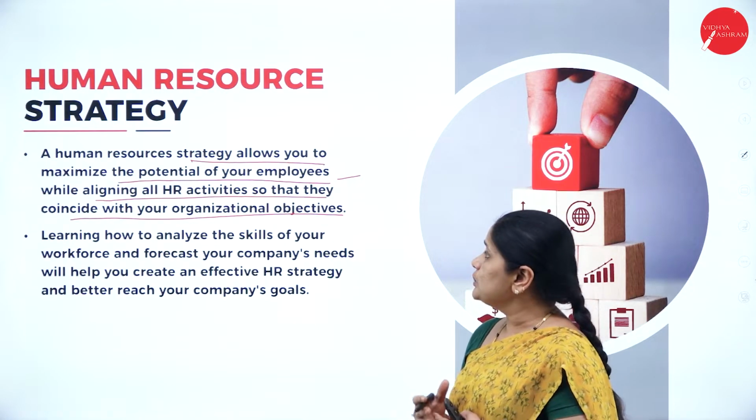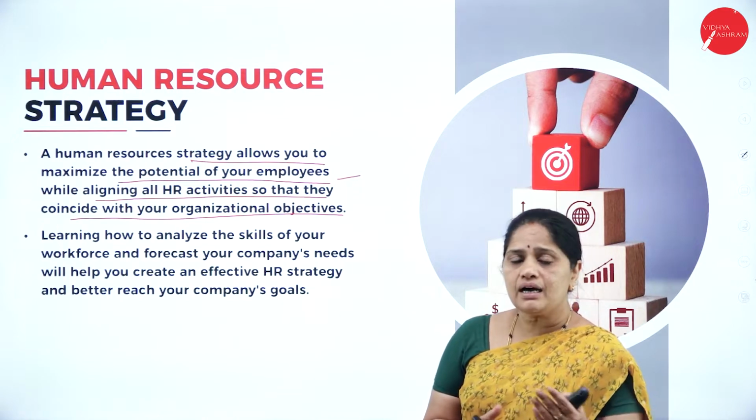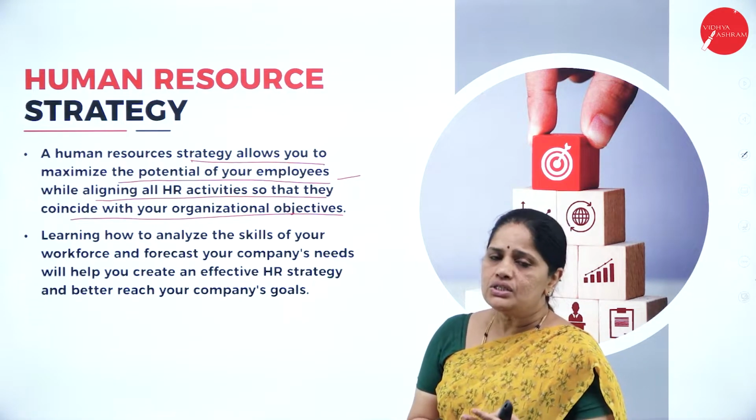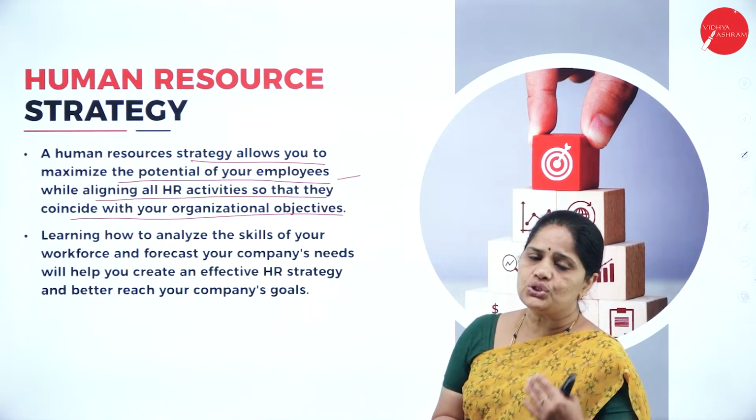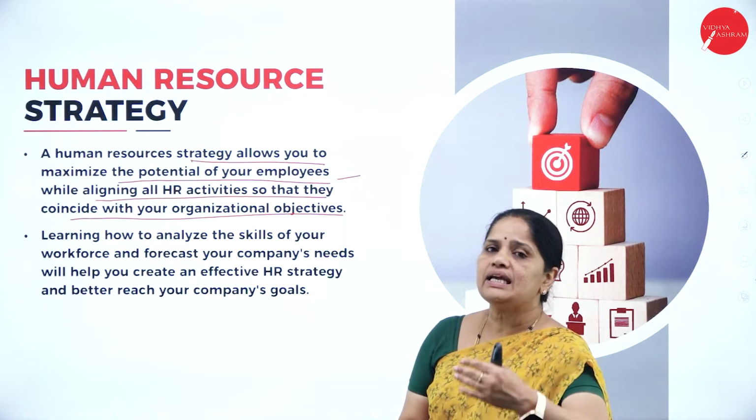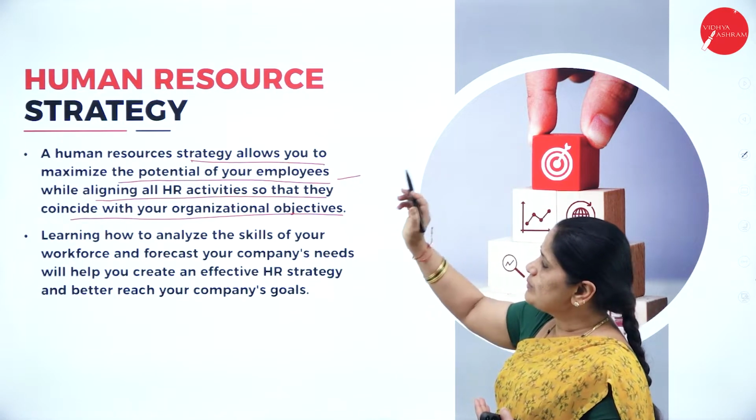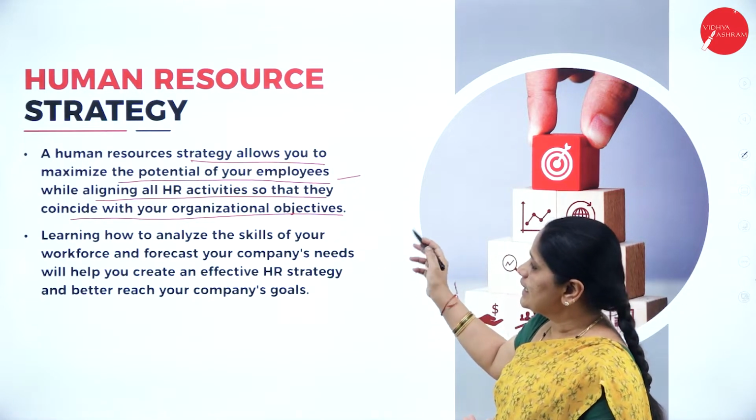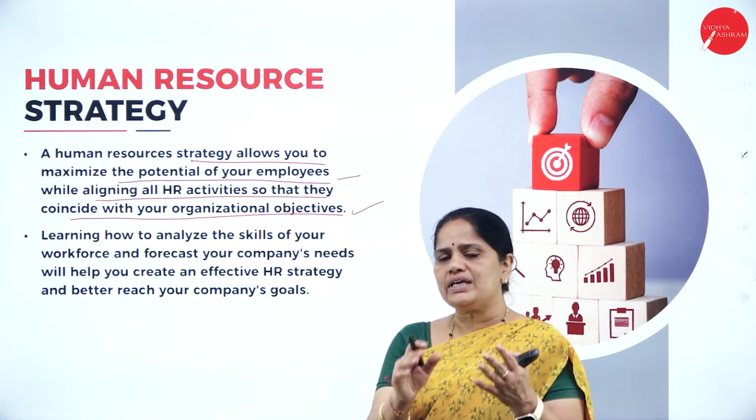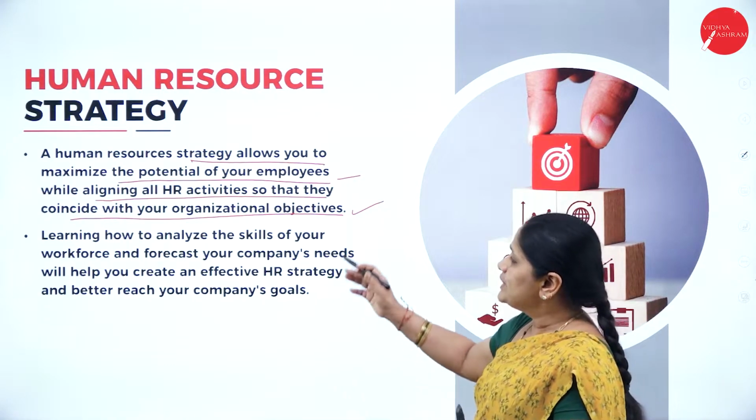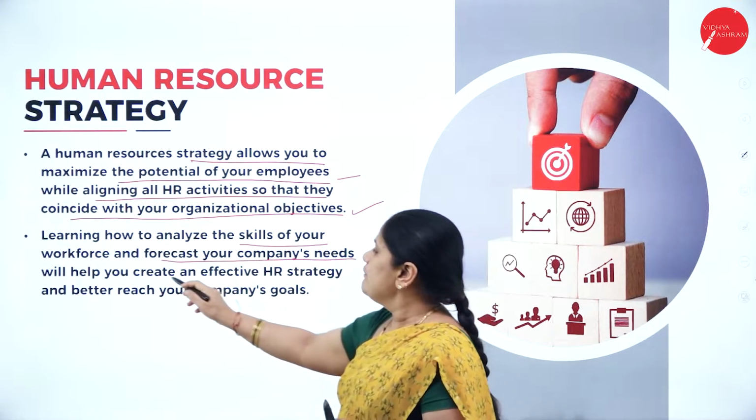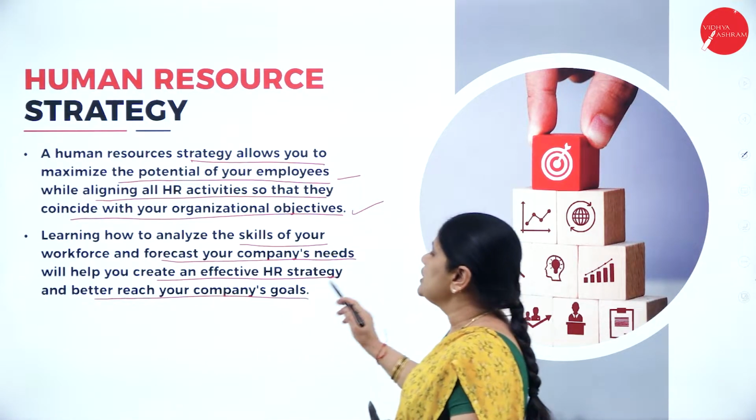Now, once the people are appointed to the organization, you should see that they don't remain stagnant in their position. You try to build a career path for each of the employees so that they keep on growing in the organization. So, human resource development or the HR strategy should try to identify those people who are very good in their task, and we should see that they have a career growth in the organization. So, it allows you to maximize the potential of your employees while aligning the HR activities so that they coincide with your organizational objectives. In the long run, the human resource, whatever we have appointed, should be working in tandem with the organizational objectives. Learning how to analyze the skill of your workforce and forecast your company's needs will help you create an effective HR strategy and better reach your company's goals.